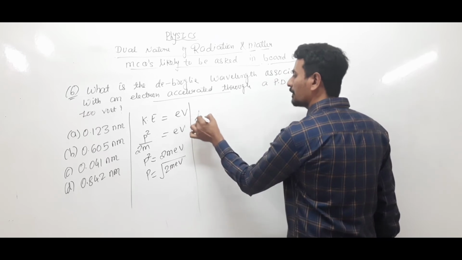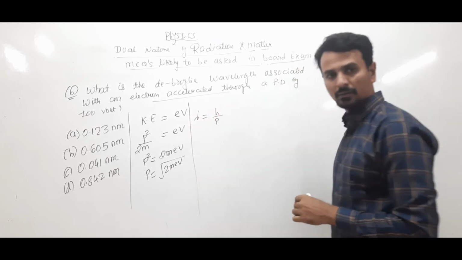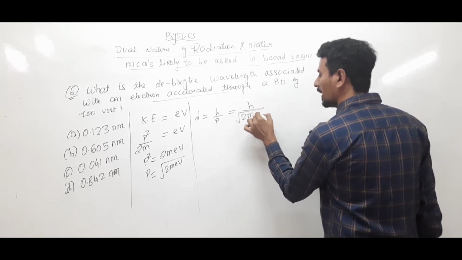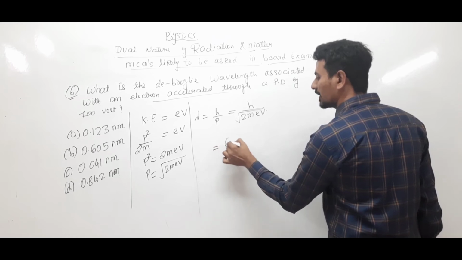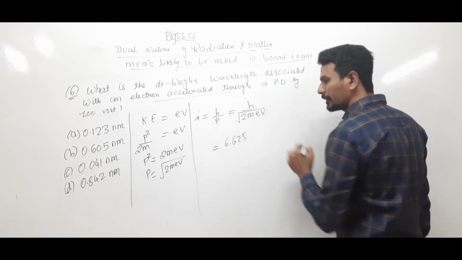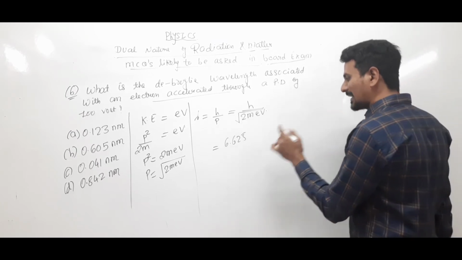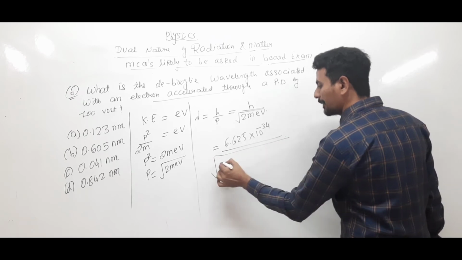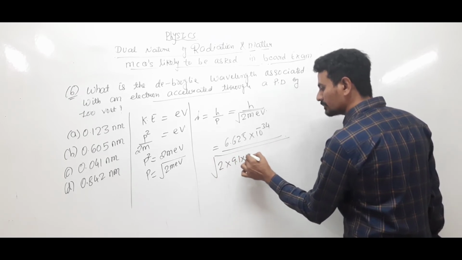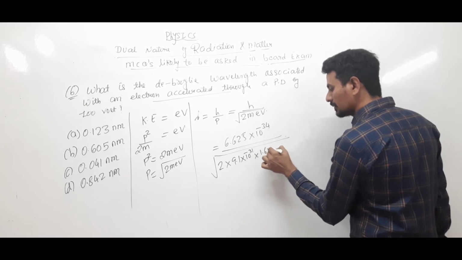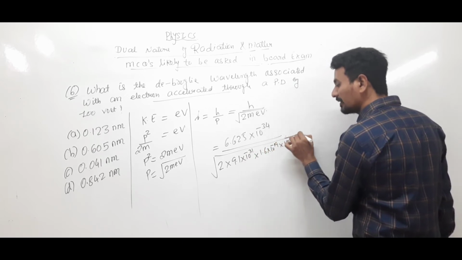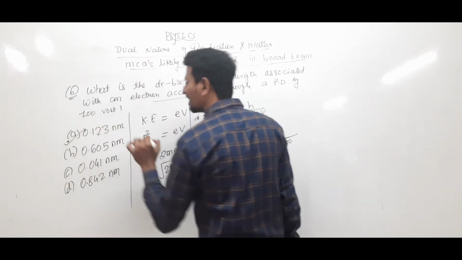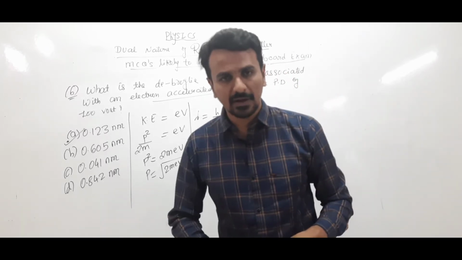De Broglie wavelength lambda is equal to h by p, which is equal to h by root of 2m eV. You can directly remember this formula also. Substitute the values: h is Planck's constant, 6.625 into 10 raised to minus 34, upon root of 2 times mass of electron into charge of electron into voltage, which is given as 100. On solving this, you will get the answer 0.123 nanometers. So A is your correct option. Fine. The next one.